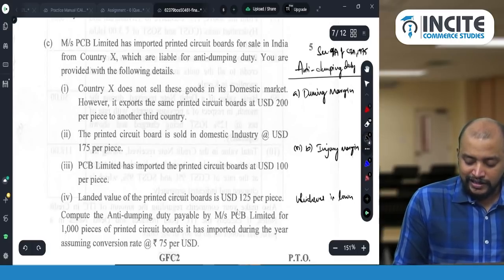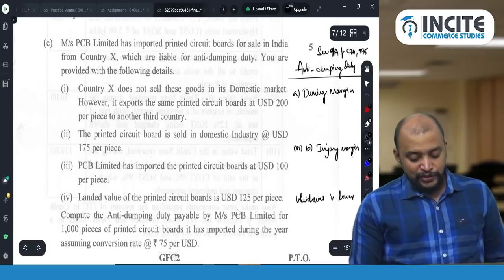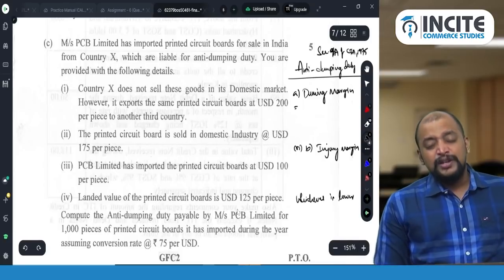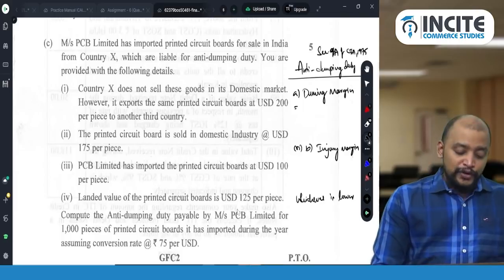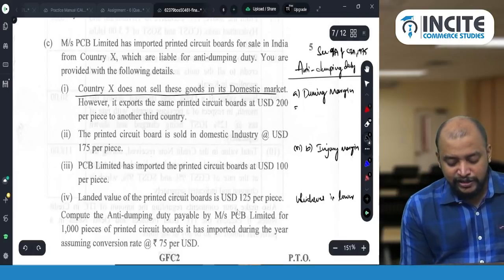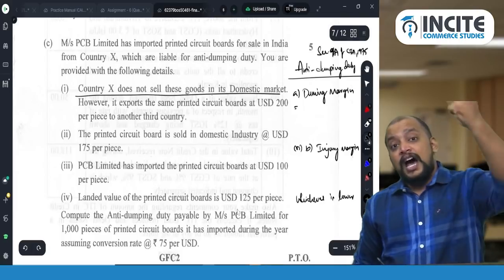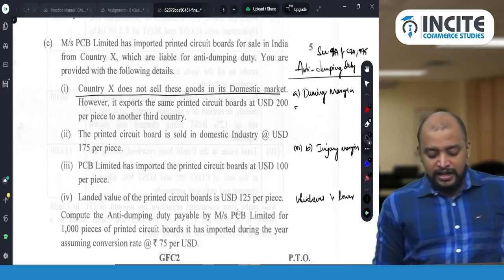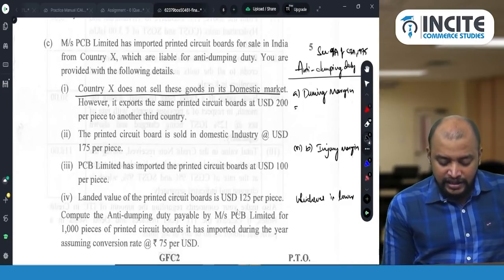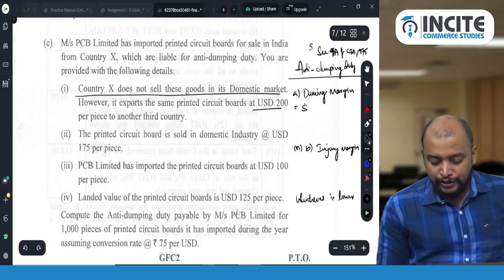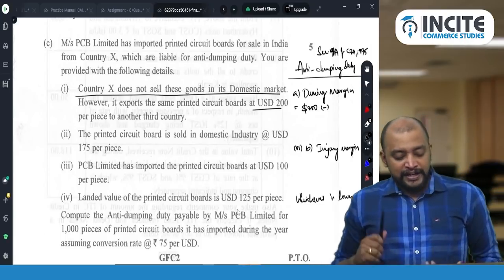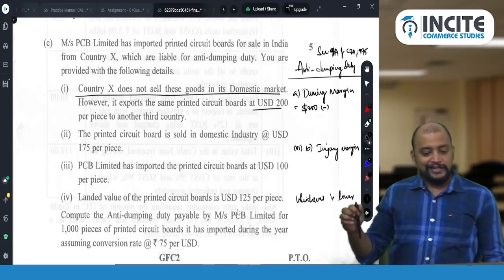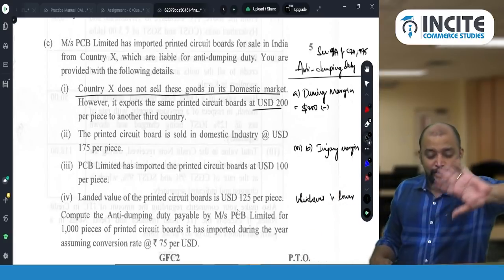First you take the dumping margin. What is the price at which they are normally selling in their country? We don't have that information, because country X does not sell the goods in the domestic market. However, it sells to a third country. So the third country price is $200. So $200 you take, minus what is the price at which it is exported to India? The printed circuit board is sold in the domestic industry at US dollar 175 per piece. Don't take that.